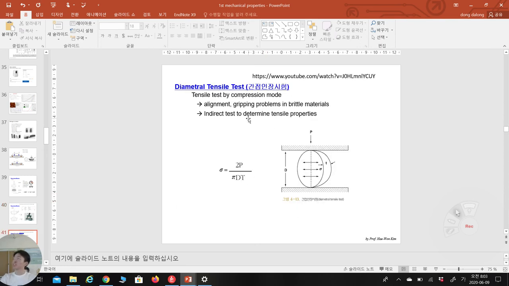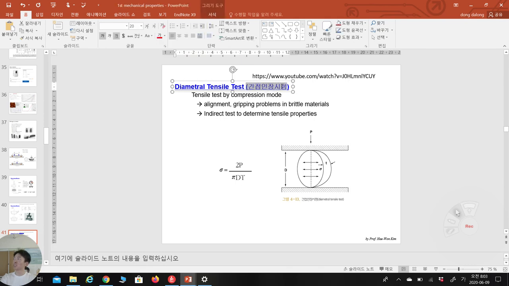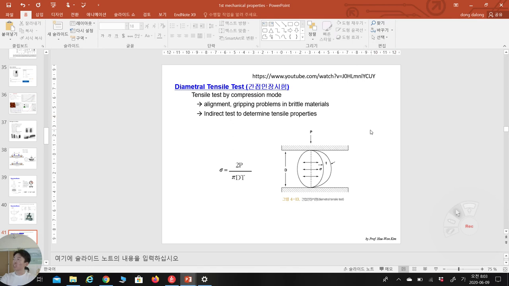And also you can directly measure the tensile as a diametral tensile test. This is called 간접인상시험. Okay? So when you think about glass, you cannot grip it properly. In that case, from this diametral tensile test, you can measure the tensile strength. Okay? So, as I said, alignment or gripping problems in brittle material call for an indirect test methodology to determine the tensile strength. So you compress this material, and once it breaks down, you can get the value of the maximum load applied, and then with pi d t, you can get the data. Okay, I will show you.